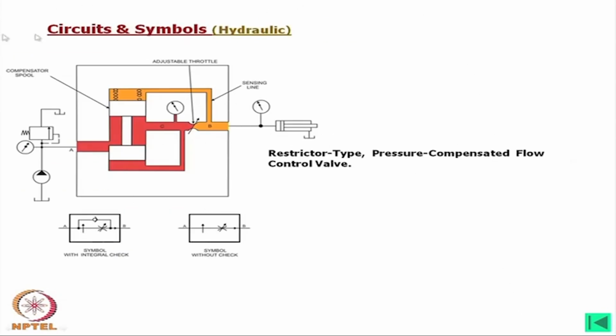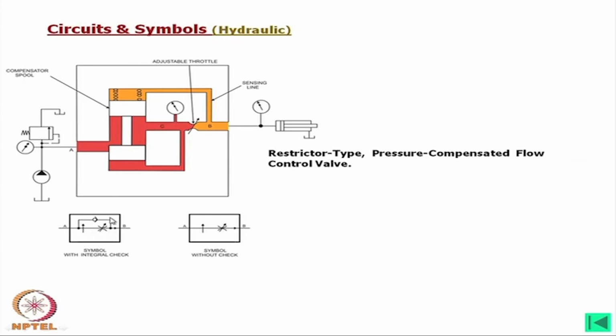Now, here with such colors, this is a valve, as you can see. This is a restrictor type pressure compensated flow control valve. What is pressure compensated? In valves, if pressure is increased, then flow is reduced. We will study this in detail when we come to the valve side, but why have I shown it here? If you look into this valve, these are symbolized like this.